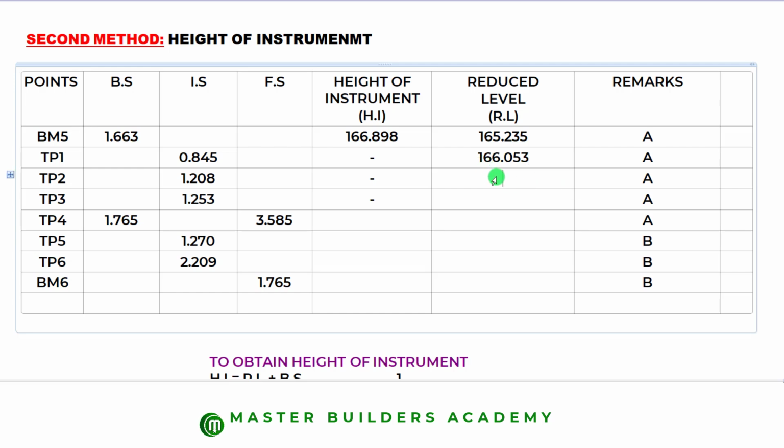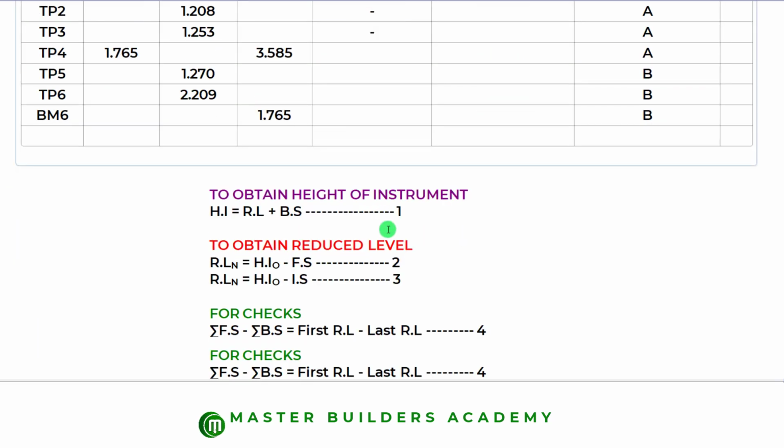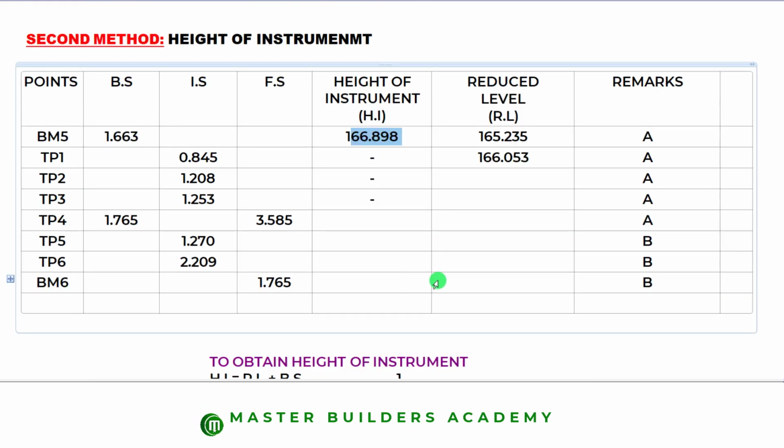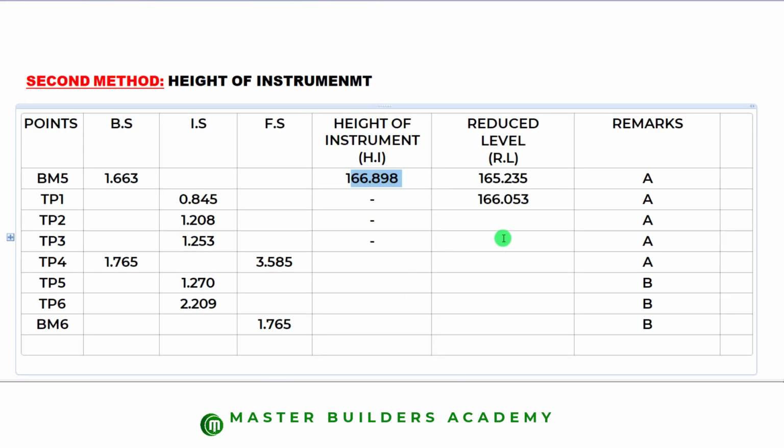Again, with the same height of instrument here, we don't use reduced level. We are only using the height of instrument and then the intersight or foresight. Don't forget, this is the model, equation 2 and equation 3. Take your time to understand this very well, and you have the opportunity to replay this video over and over again. That's why this lesson is coming in video format.